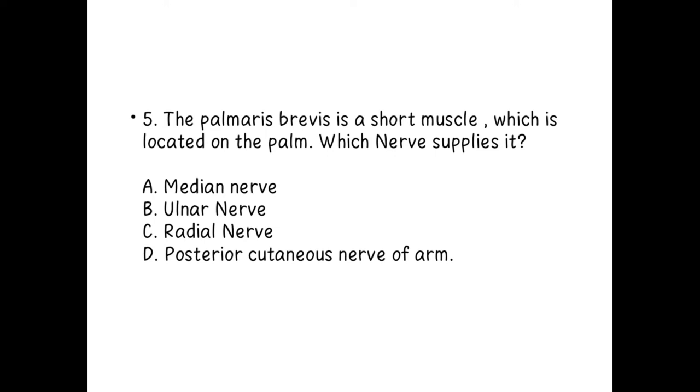Number five, the palmaris brevis is a short muscle which is located on the palm. Which nerve supplies it? A. Median nerve. B. Ulnar nerve. C. Radial nerve. D. Posterior cutaneous nerve of arm. So which of these nerves will supply the palmaris brevis? The right answer to this question is B, the ulnar nerve.